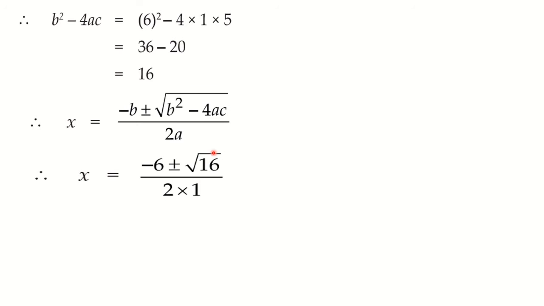Afterwards, now what we can observe here, 16 is a perfect square. So this root 16 we can write as 4. So what we are going to get? Therefore, x is equal to this minus 6 as it is, plus or minus as it is. And in place of root 16, we are writing 4. And 2 into 1 is 2. Okay. So we got this.